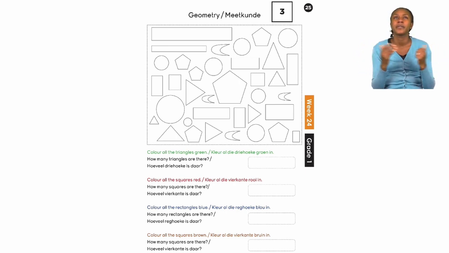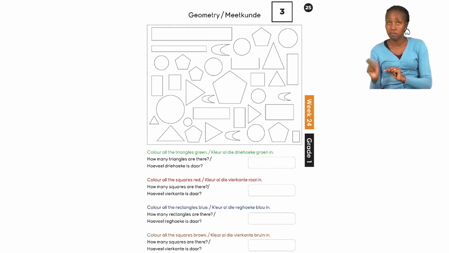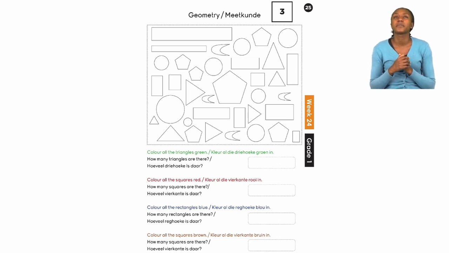Now you will see there, boys and girls, this instruction was also printed in green so that you have an indication or a clue as to what green looks like. So now you have to color all the triangles, and then you have to count them. And after you counted them all, you need to go ahead and write in the right amount in the little rectangular block provided, next to where it says how many triangles are there.